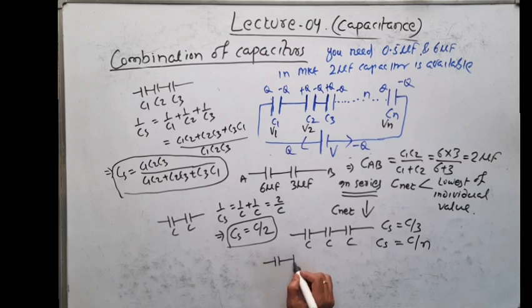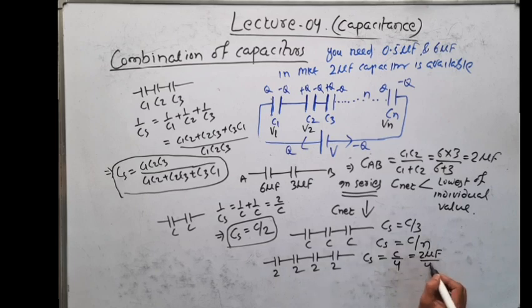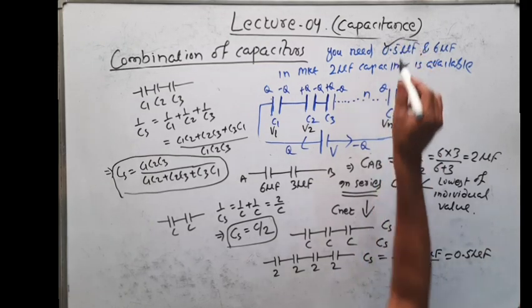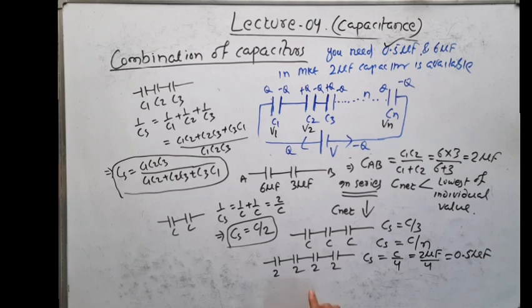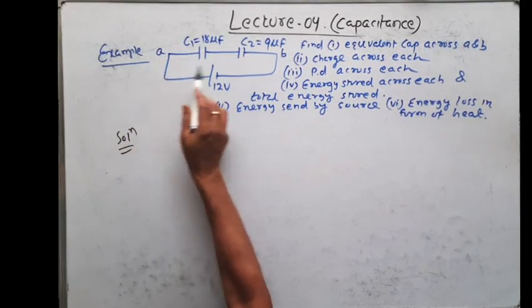If I take 4 capacitors of 2 microfarad, then the equivalent capacitance will be C by 4. There are 4 identical capacitors, so that is C equal to 2 microfarad divided by 4, which is equal to 0.5 microfarad. So our problem is solved. If we consider 4 capacitors of 2 microfarad each connected in series, we can get 0.5 microfarad.